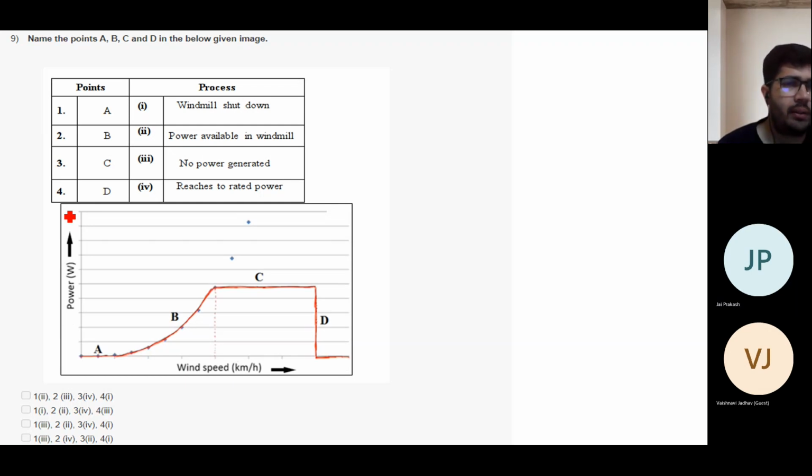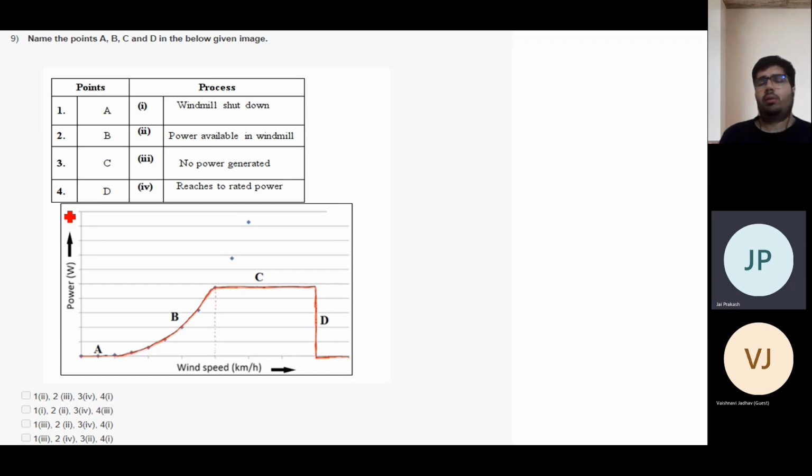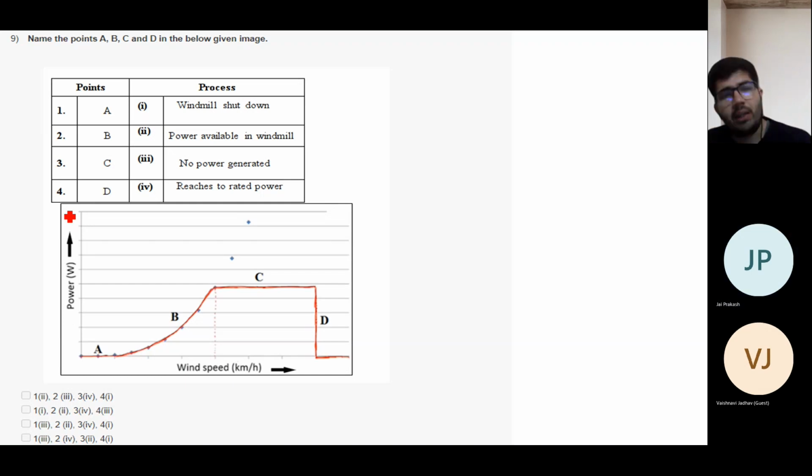At what wind speed will the wind turbine stop? 70. Yeah, correct. Cut off. If your wind turbine is experiencing a speed of more than 70, then it can damage the wind turbine.